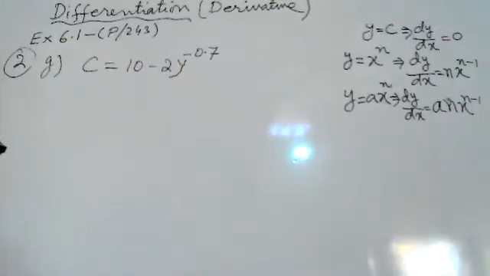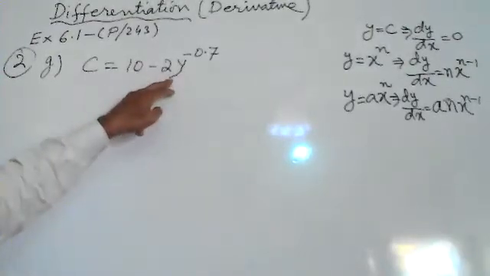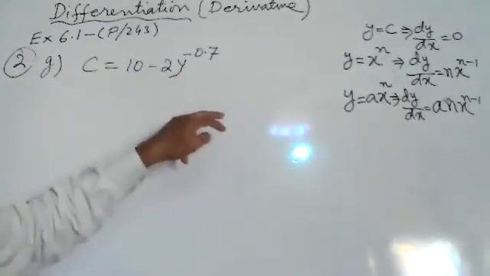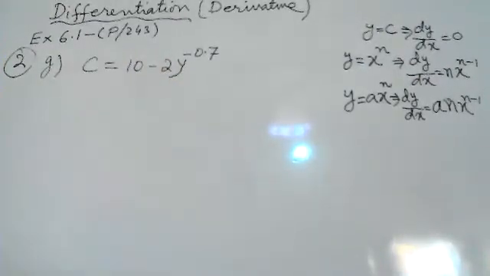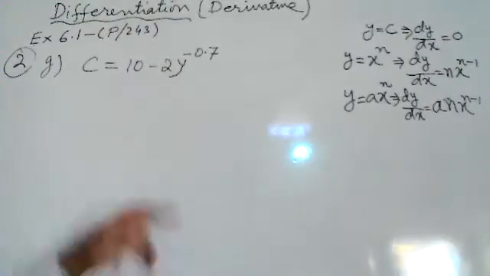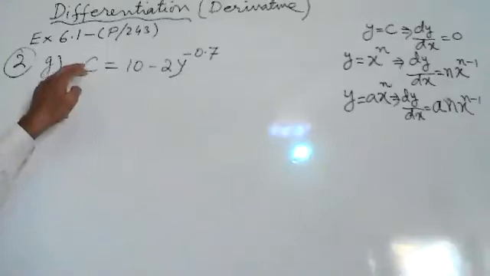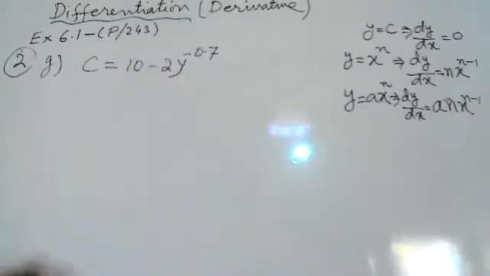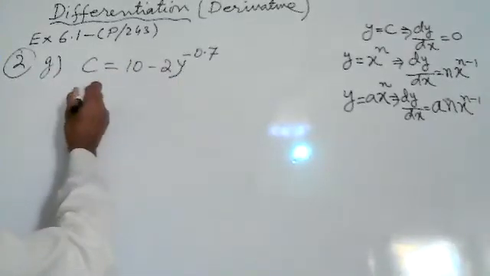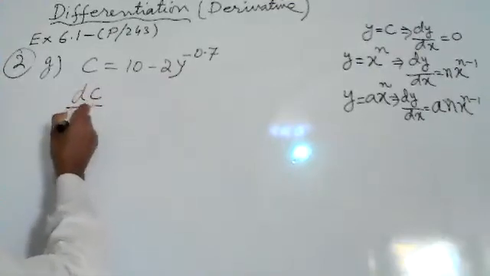Now here you can see C is a function of y. So that means C depends upon y. So the derivative, the differentiation will be dc upon dy. C is a function of y. Therefore, the derivative will become dc upon dy.